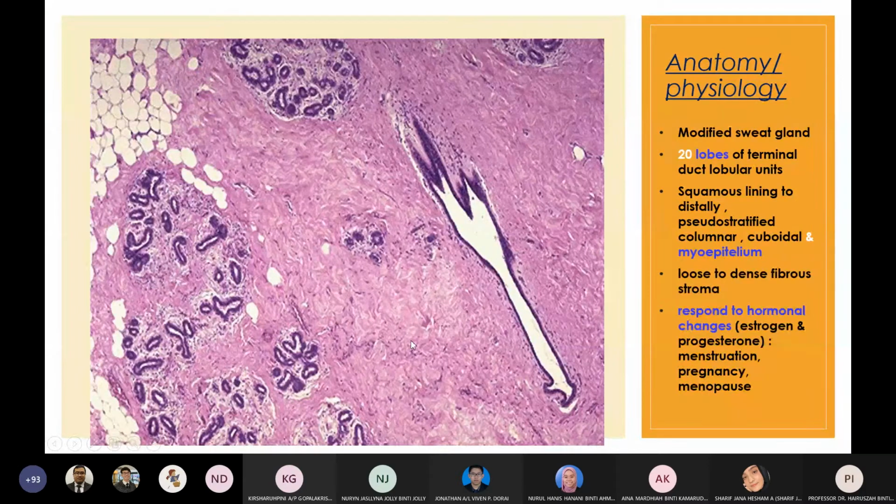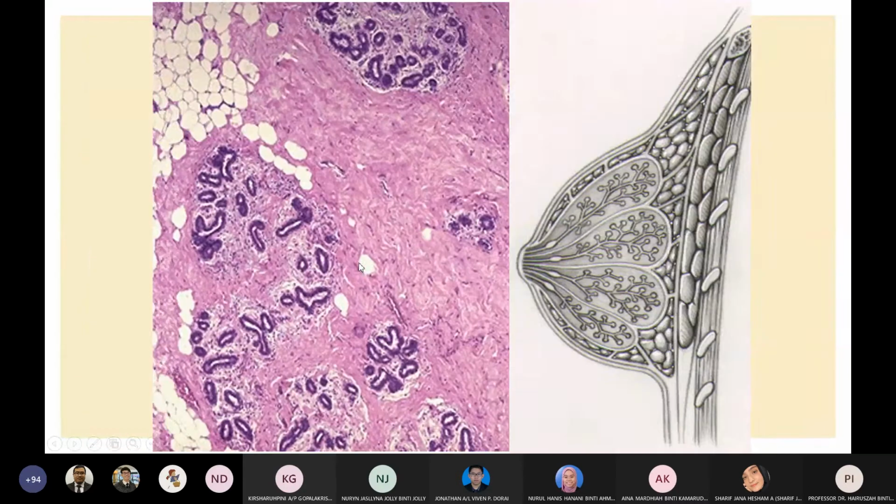The reason this is under the reproductive system is that breasts are actually similar to your female genital tract. They actually respond to all the hormones. I think you have covered this in physiology. They do respond to estrogen, progesterone. That's why sometimes patients complain of fullness or discomfort in the breast according to the menstrual cycle. They also show changes due to pregnancy as well as menopause. These are all hormone related.